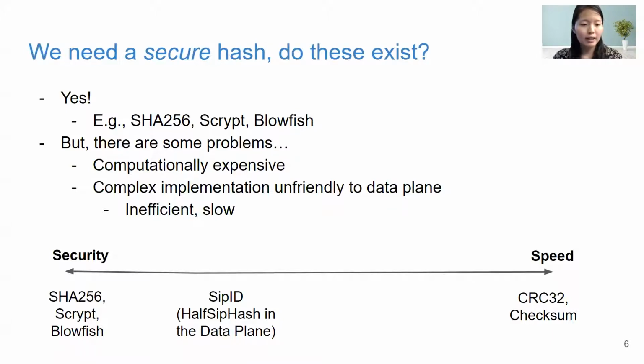We're going to discuss in just a moment what HalfSipHash is and how we implemented HalfSipHash for the data plane. But before that, I want to explain really briefly why SipiD shows up on the spectrum a little closer to security and a little further away from speed. SipiD requires multiple iterative rounds of processing for every single input that it receives. And because of this, it ends up taking a little more time and being slower than hashes or checksums like CRC32, but it does provide security. So it shows up a little closer to security than speed on our spectrum.